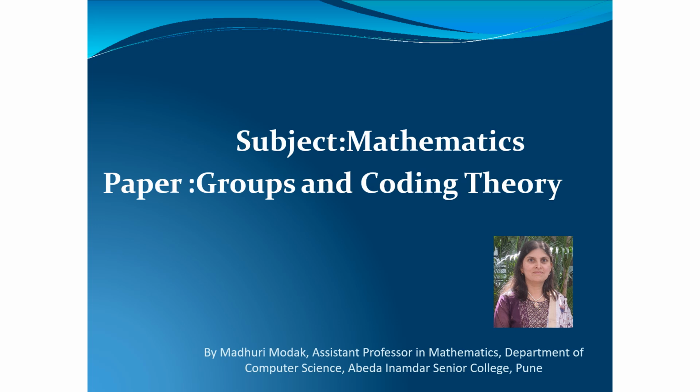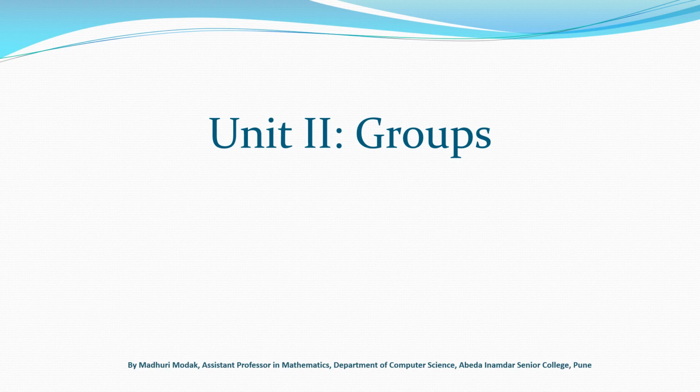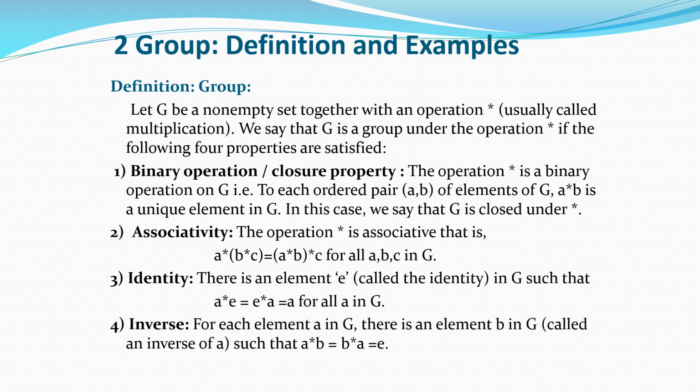In the subject Mathematics, Groups and Coding Theory is a very important paper. Now in Groups and Coding Theory, we have already seen the first unit. Now we start with the second unit, that is Groups. Now we will see the definition of group. After defining commutative, associative, identity element and inverse of every element, it is possible to define group.